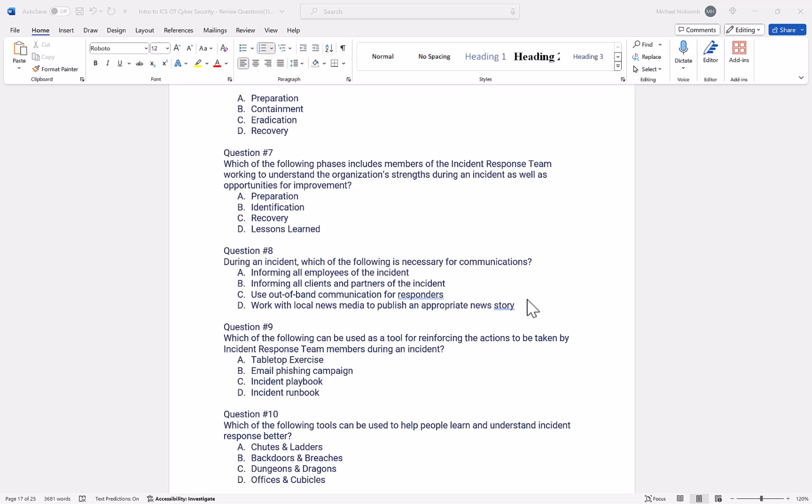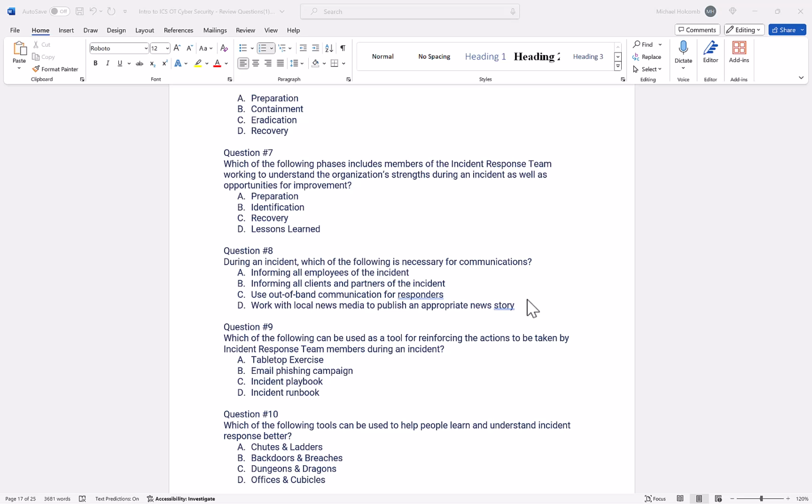So use out-of-band communication, like maybe something like Signal that you can set up and only use for incident response. So in this case, C, use out-of-band communication for responders, but also remember, tightly control who knows about an incident.